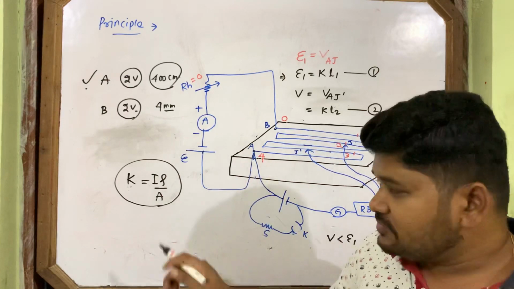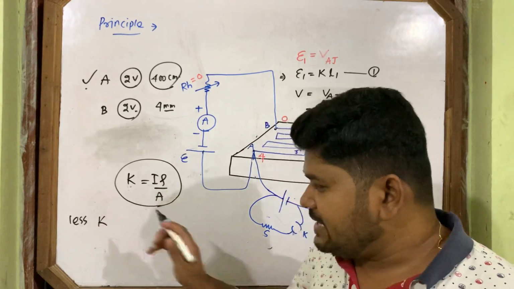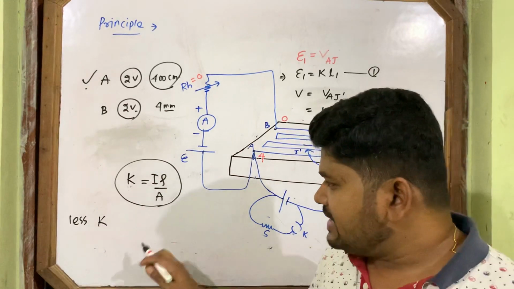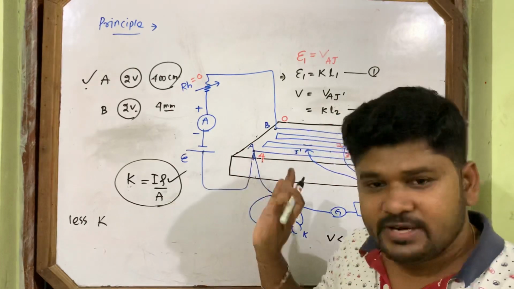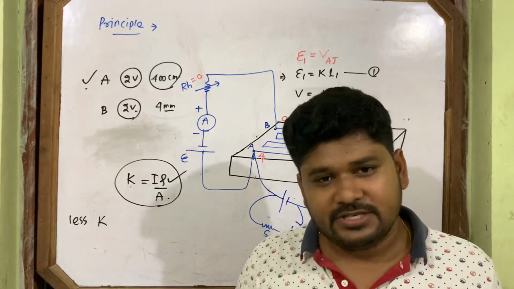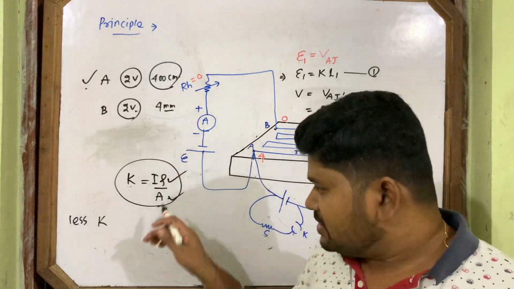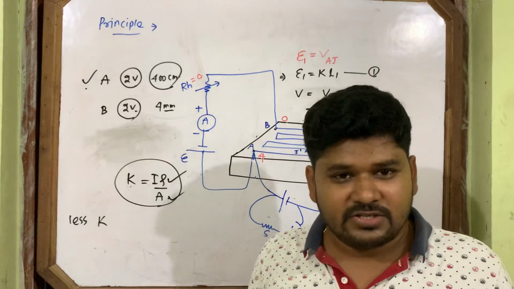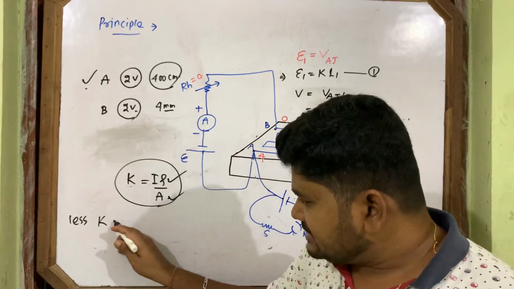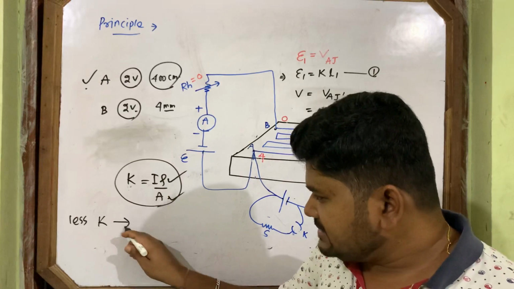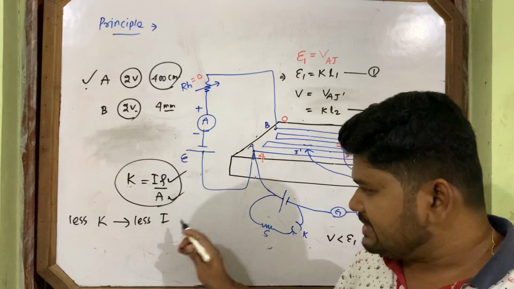To make it sensitive, we have to decrease K. We prefer less K. So how will K be less? Rho is not in our hand. It is of the wire. That wire is already made. The area of cross section A is already made because the potentiometer is given to us. These are the construction; once the potentiometer is constructed, these are all already fixed. Only if you want to make K less, you have to make I less. Less K means less I.